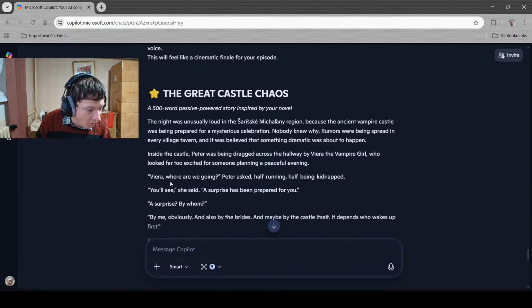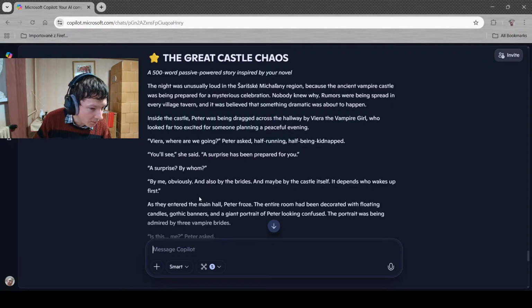"Viera, where are we going?" Peter asked, half running, half being kidnapped. "You'll see," she said. "A surprise has been prepared for you." "A surprise? By whom?" "By me, obviously, and also by the brides, and maybe by the castle itself. It depends who wakes up first."